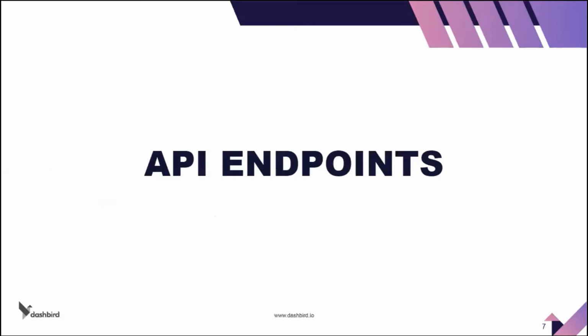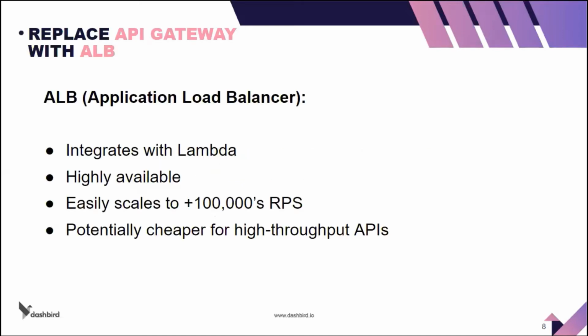So starting with the API endpoints, the first area that we would like to share with you is maybe replacing an API gateway with an application load balancer, because API gateways are awesome, but they can be a little bit expensive, maybe cost prohibitive in some cases. The ALB also integrates with Lambda Functions as seamlessly as an API gateway. It's also highly available. It can scale to hundreds of thousands of requests per second, even millions of requests if you warm it up appropriately. And it's potentially a lot cheaper for high throughput APIs, as we're going to see.